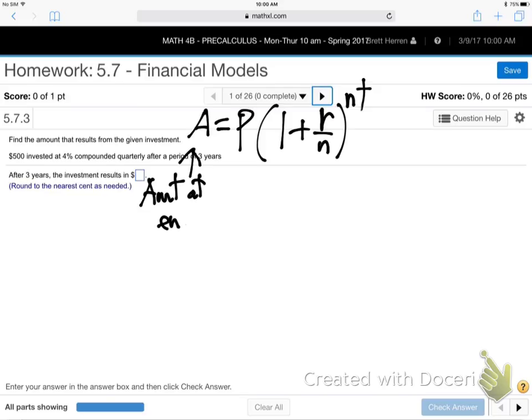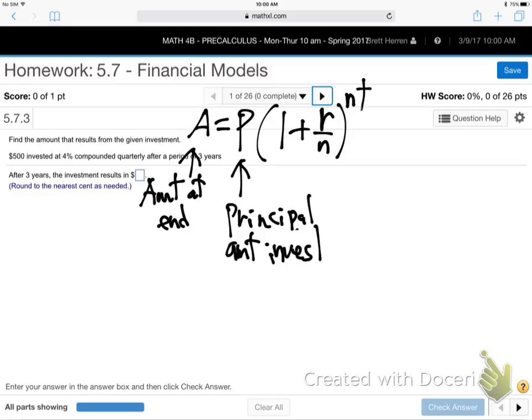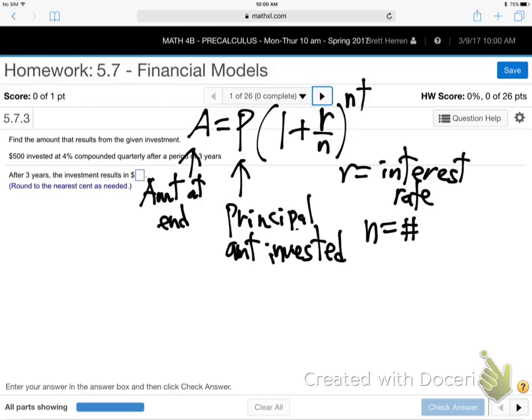at the end. P is the principal, meaning the amount invested. That's a good way to say it. Let's say amount invested. The R is the interest rate. And the N, now what is N? N is the number of compoundings.